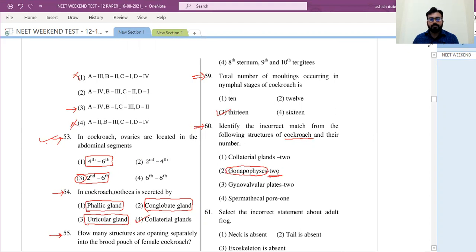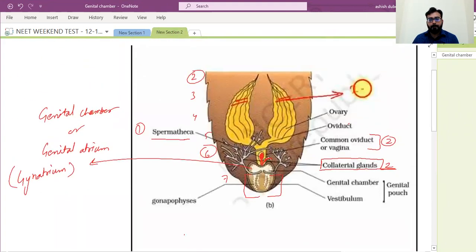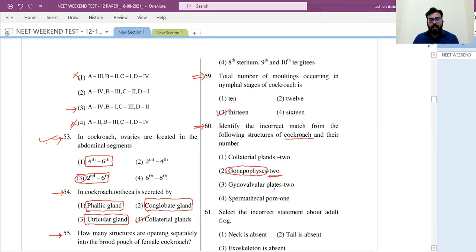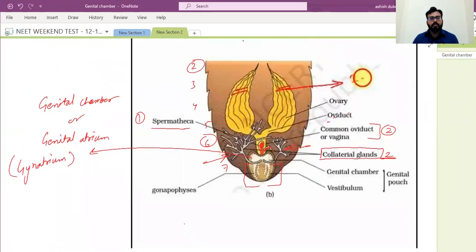Now, collateral glands are 2 in number. Yes, we can easily see here. One is this one, another is this one. So collateral glands are 2 in number. Yes, gynovalvular plates. Gynovalvular plates are formed in the oothecal chamber.